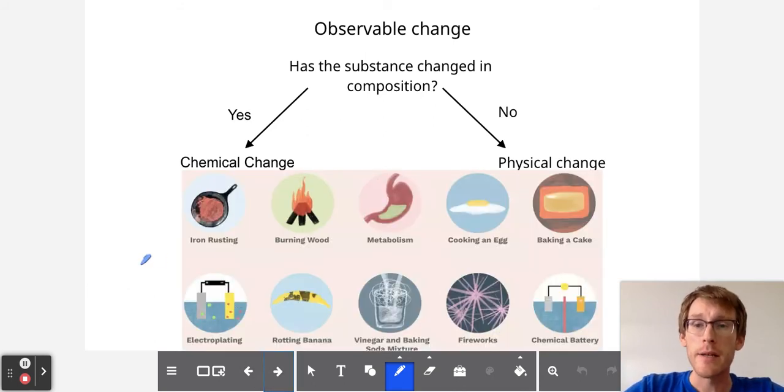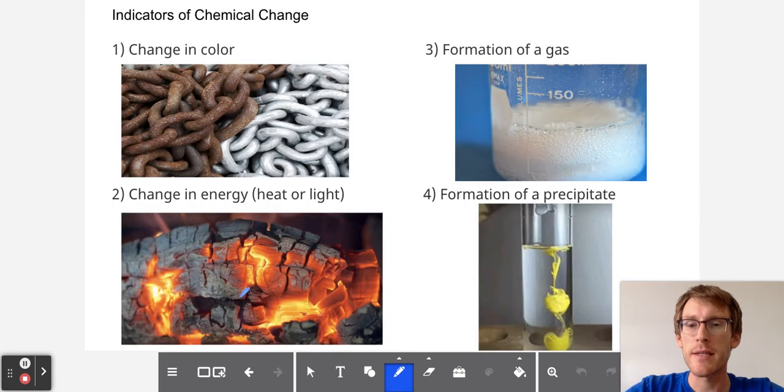On the other hand, there's chemical change. And examples of chemical change include iron rusting, burning wood, digesting food, cooking an egg, baking a cake, electroplating. There's a whole bunch listed here. But what's different? How do we know? Well, there are some really good indicators of chemical change, and all of those previous examples have one of these.